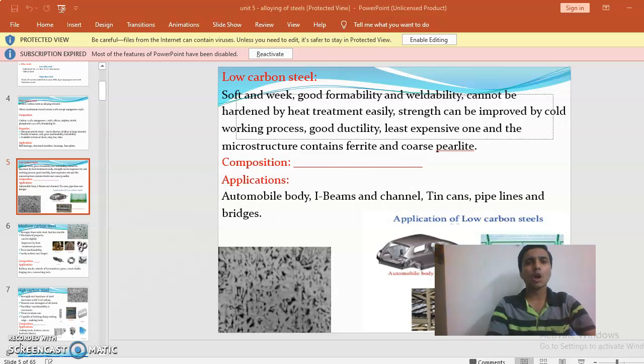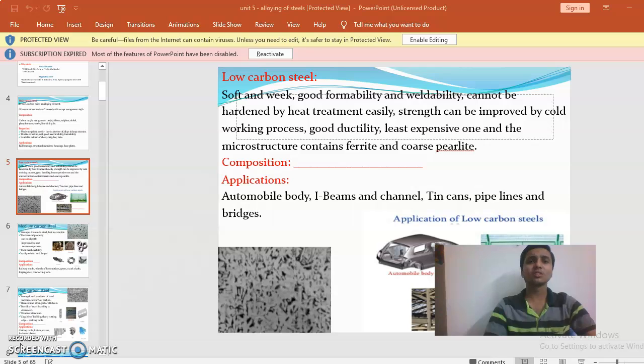Low carbon steel is soft and weak, with good formability and weldability. It cannot be hardened easily by heat treatment, but its strength can be improved by the cold working process. It has good ductility and is the least expensive, and the microstructure contains ferrite and pearlite.